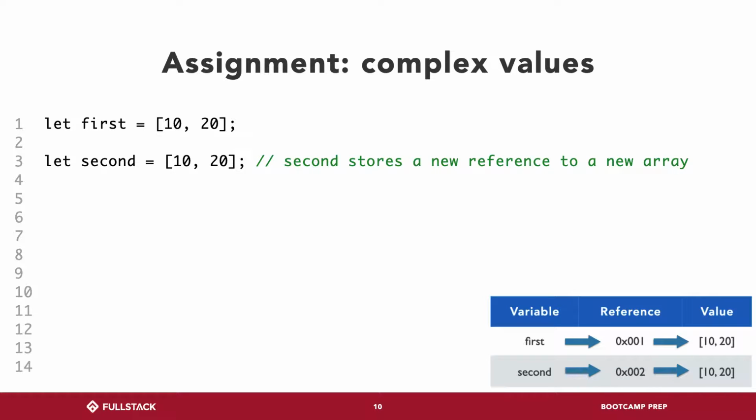So if I say let first equal 10, 20 and I say let second equal 10, 20, second stores a new reference to a new array. They are not the same. This is the 0x001 address. This is the 0x002 address. They're arrays that live in different places. They're two different entities, okay? They look the same, but they're not. Does everyone understand that?